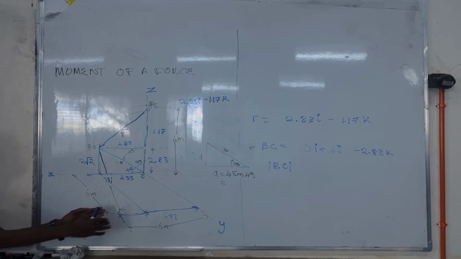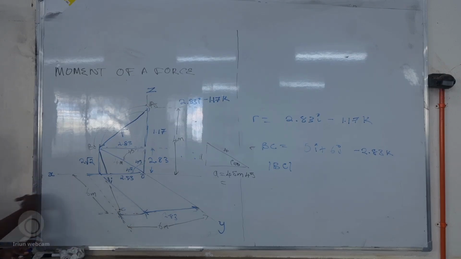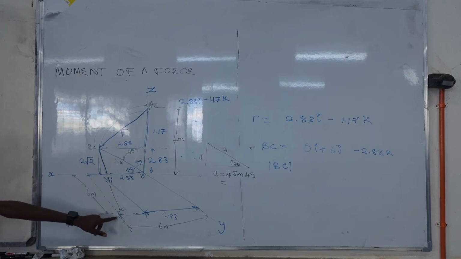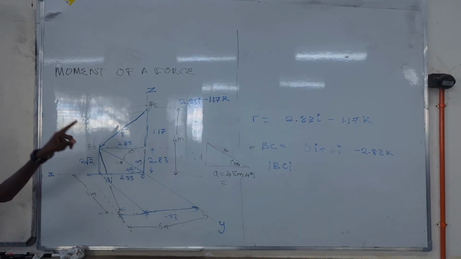We are going to the positive. Yes, we are going this side. So we're going to the positive basically. B, you are coming from B going to C, so it's going to be C minus B.